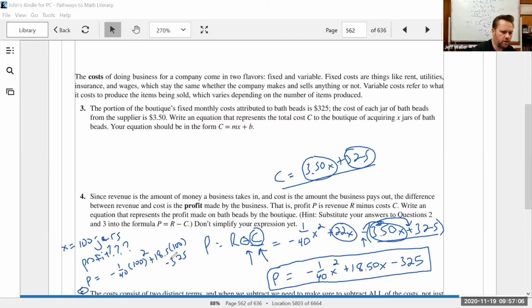So if I plug all that into my old calculator, it looks really gross, but oh well. Let's try it out. Let's see what we get. We sell 100 jars of bath beads. What has happened in my life that I am in charge of a bath bead store? It's not my dream, but it could be somebody else's dream. That's fine. See if you guys can put all that in the calculator correctly down here.